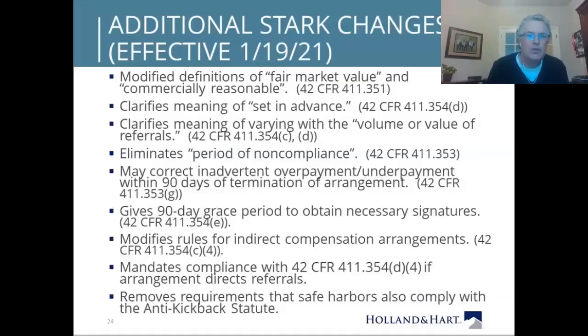So let's say you've got a situation with a physician group, or you're a hospital, you've been paying that physician group a certain amount of money, only to find out that, oh, we overpaid them under the contract. Under this new provision, it allows you to go back and correct the noncompliance by recouping that overpayment from that physician. And as long as you recoup that money within 90 days after termination of the arrangement, then you get kind of a pass. It's a no harm, no foul type situation.